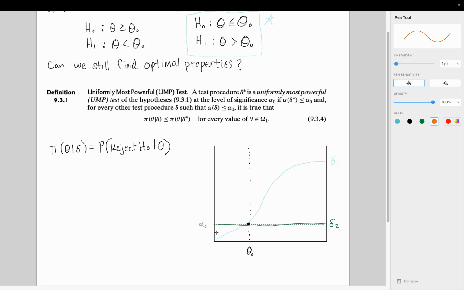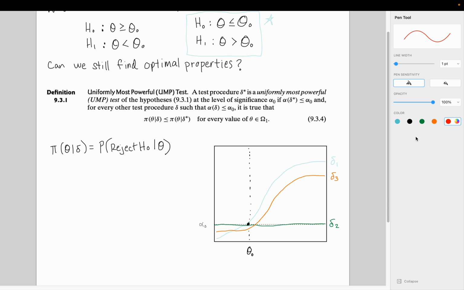Let's consider a third test. Maybe this one is really conservative. It's always under alpha naught, but it does eventually go above alpha naught when we get into the alternative space, but it never quite gets as high as delta 1. So I'm going to call this delta 3, a more conservative test. It's structured similarly, with a slightly different rejection zone.